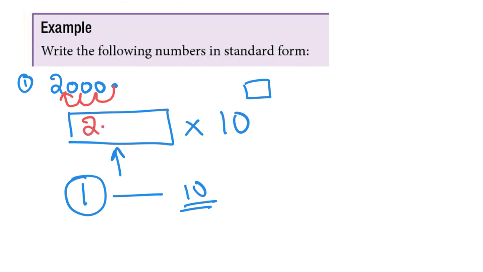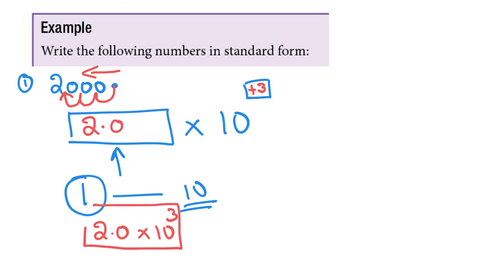So 2.0, I don't have to repeat the zeros. Now, because I am moving the decimal point to the left by 3 digits, I will add 3 to the power of 10. So now my number is 2.0 into 10 to the power 3. Is this number now in standard form? Yes. So we have written a whole number in standard form. Get the idea? Let's look at a few more examples.